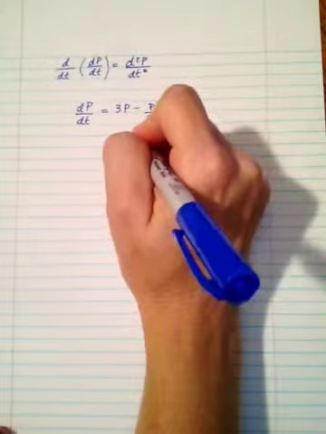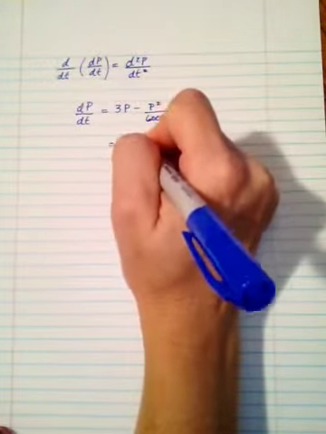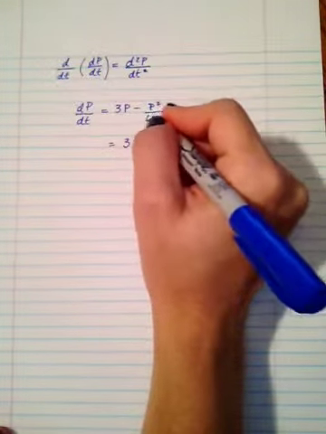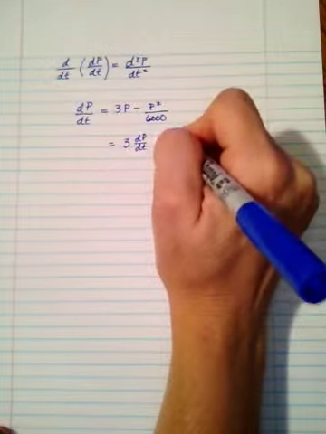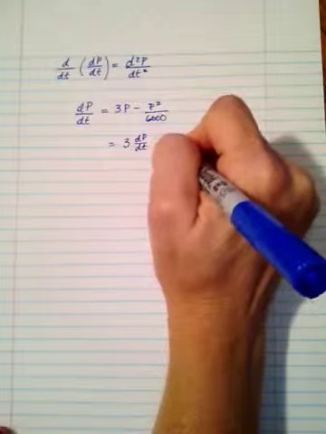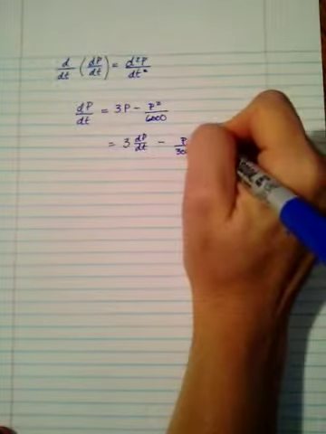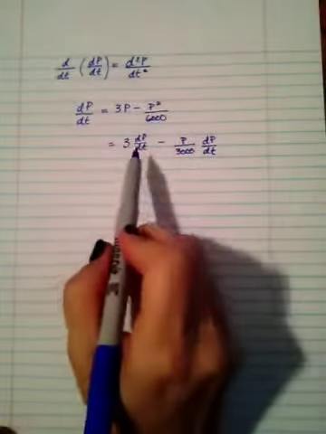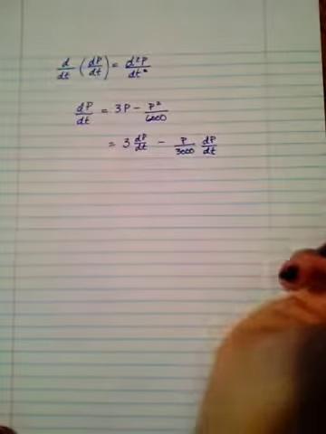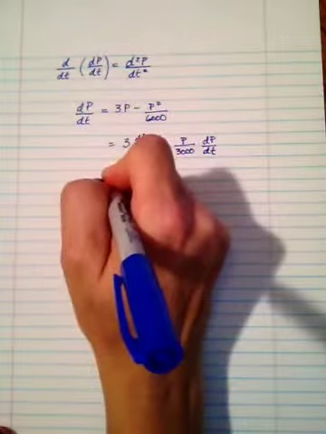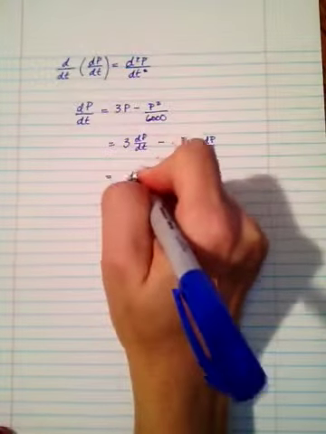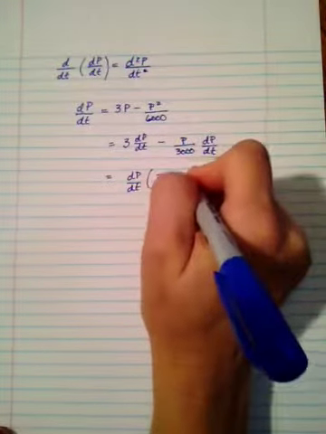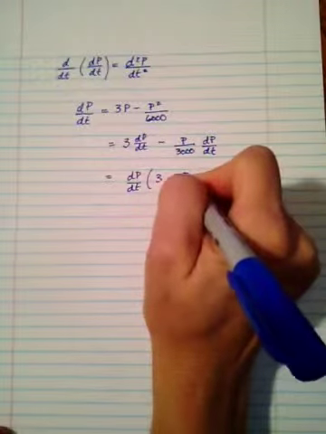times dP/dt, because I'm taking the derivative with respect to t, minus, I can bring the 2 down, which will cancel out with the 6,000, making it a P over 3,000 dP/dt. And that is my derivative here. Now, if I actually factor out a dP/dt, I get 3 minus P over 3,000.